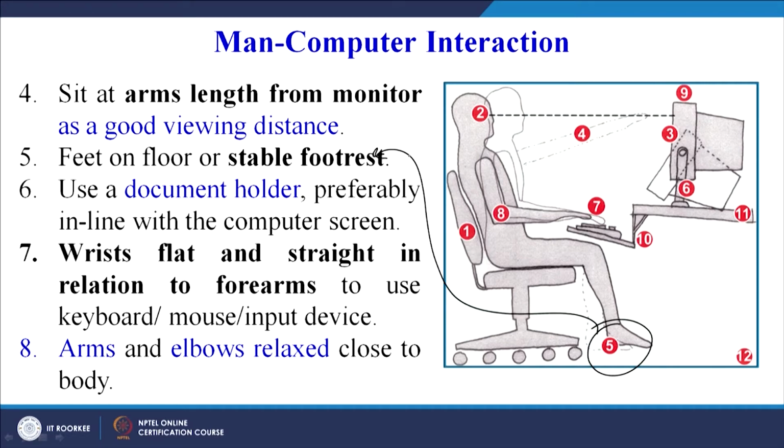Use a document holder preferably in line with the computer screen. So again the document holder is shown here. This must be in line with the computer screen. Wrists flat and straight in relation to the forearms to use keyboard, mouse or the input devices. So the wrists, we can see they must be straight in relation to the forearms. Number 7. Arms and elbows relaxed close to the body. Arms and elbows must be relaxed and they must be close to the body.